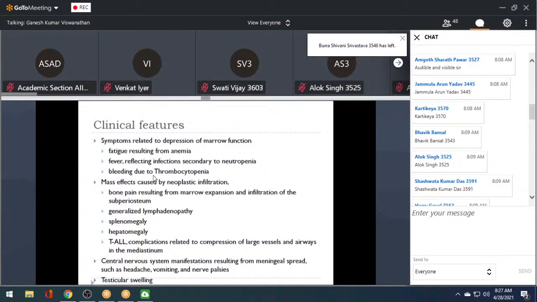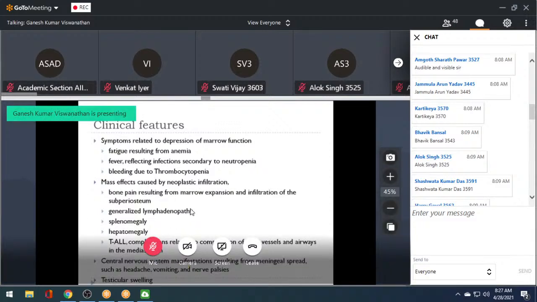Other clinical features arise when the cells proliferate in the bone marrow and don't stay within the bone marrow, because they proliferate too much. They just can't be contained in the bone marrow.